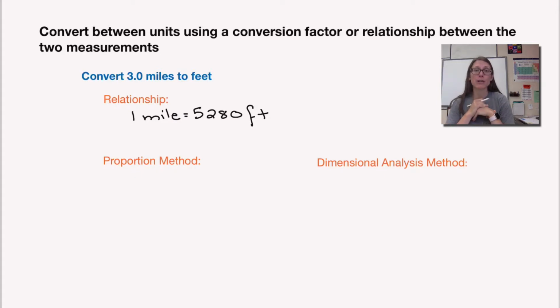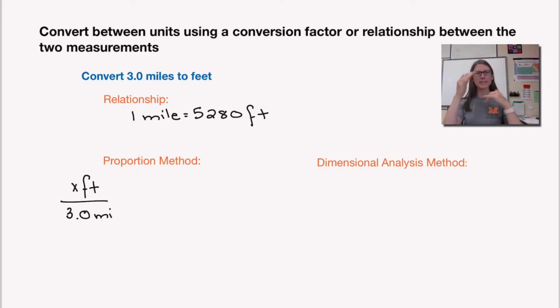Let's convert 3 miles to feet. Okay, again, to start you have to know the relationship between your units. 1 mile is 5,280 feet. So there's my relationship. Now, if I do this conversion using proportions, here's the way it's going to look when we go to set it up. I'm going to start with what it is I want to know. So I want to know how many feet are in 3 miles.